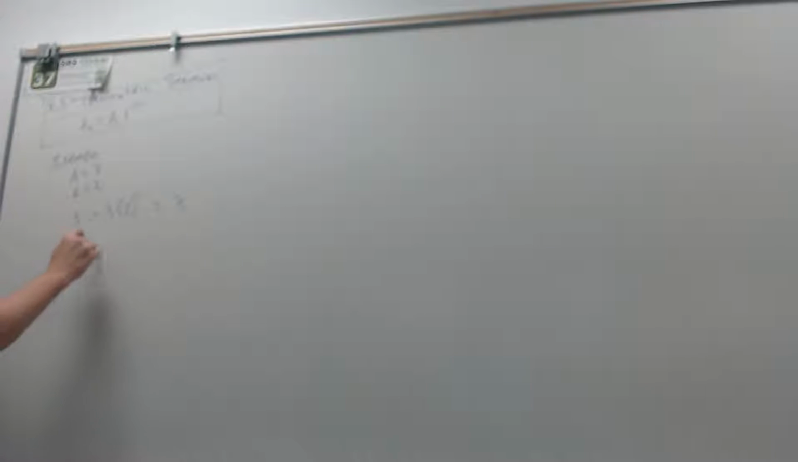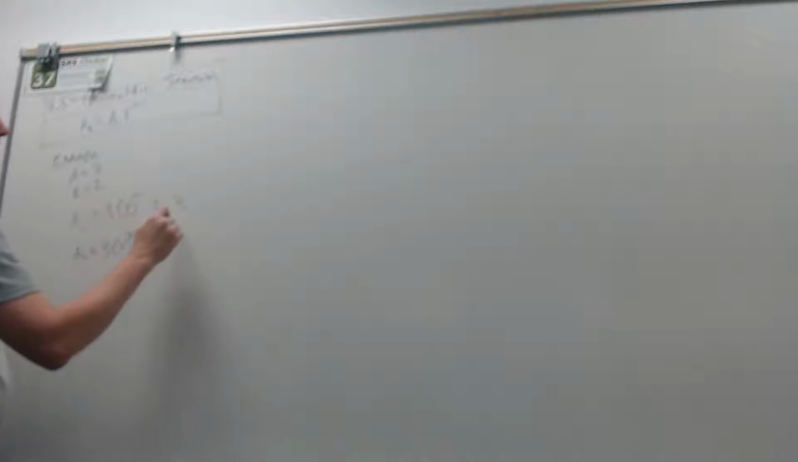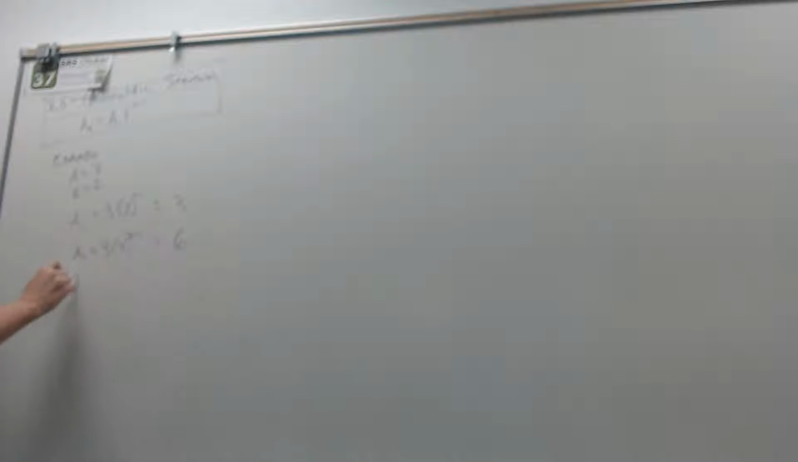So A sub 2 equals 3 times 2 to the 2 minus 1 power. 2 minus 1 is 1. 2 to the first power is 2. 2 times 3 is 6, right? A sub 3: 3 times 2 to the 3 minus 1 power. Okay, let's pick on Spencer. 3 minus 1 is? That's 2. So 2 to the second power? 4. 4 times 3? That's 12.